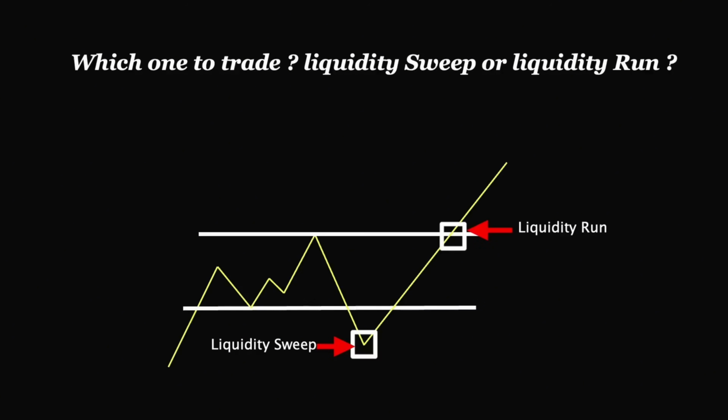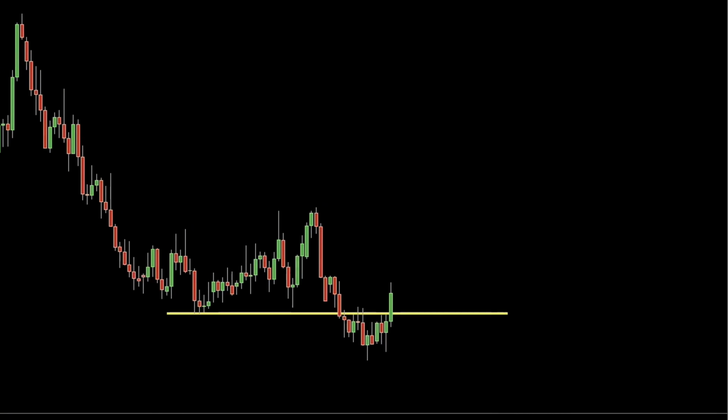These areas are where retail traders have placed their stop losses for long positions, hoping the market will hold those levels. But smart money has other plans. Now, as the market approaches one of these key lows, it suddenly makes a move down, breaking through the previous low. This is where retail traders get stopped out as their stop loss orders are triggered, thinking the market is going to reverse.